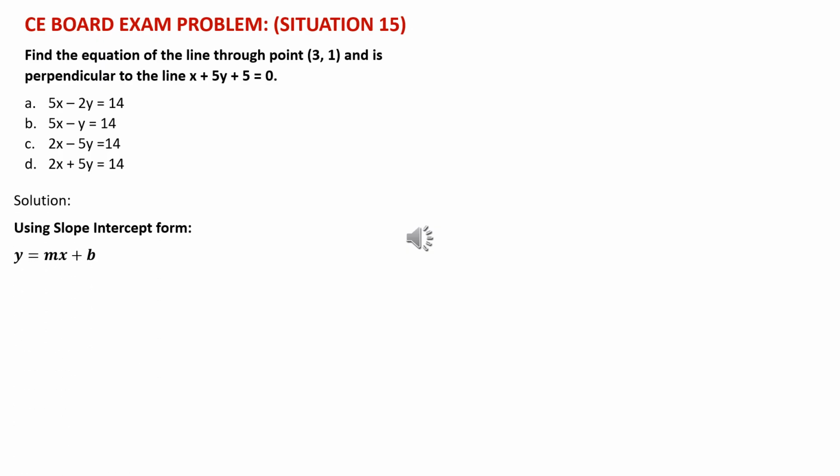And for our solution proper, we have to use the slope-intercept form, y is equal to mx plus b. As we can see now, our equation of the line is x plus 5y plus 5 equals 0. All we have to do is to convert it into slope-intercept form.